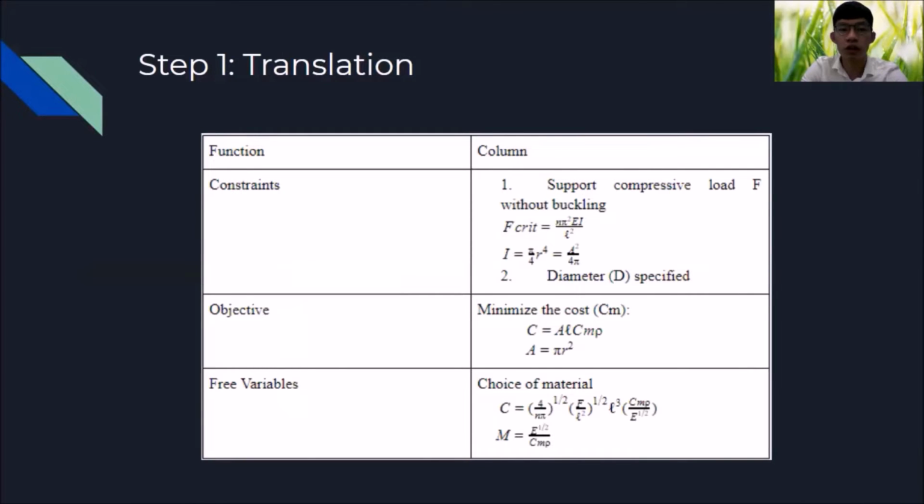The function of the plunger was a column, and the constraint that we found was to support a compressive load without buckling. The second constraint was that the diameter of the plunger was specified. In this case, our objective was to minimize the cost, and the free variable was the choice of material. We use the equation above to find the slope of the graph, which is m equal to the square root of E divided by price per unit volume.